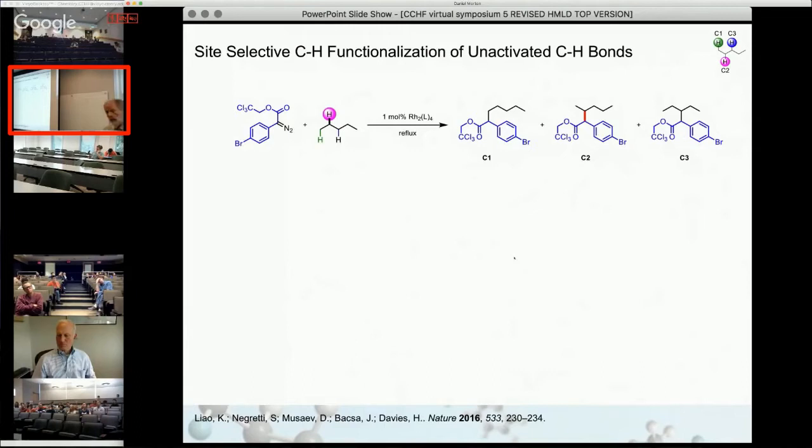So we began with our old catalyst, rhodium DOSP, expecting it to perform badly. But as you'll see in this study, we had a lot of surprises all along. Next slide, please, Dan.